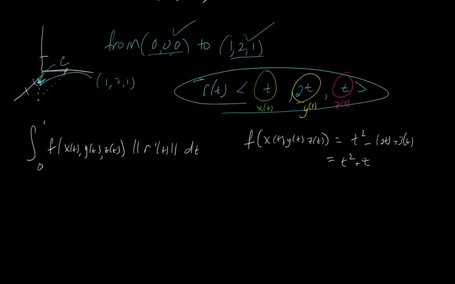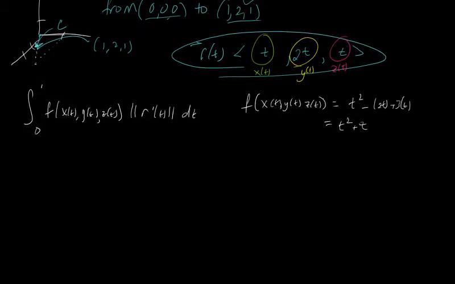Okay, now we need the magnitude of r prime of t. So the magnitude of r prime of t is going to be equal to the square root of 1 squared plus 2 squared plus 1 squared. So that's the square root of 6. Okay, so now we have it.